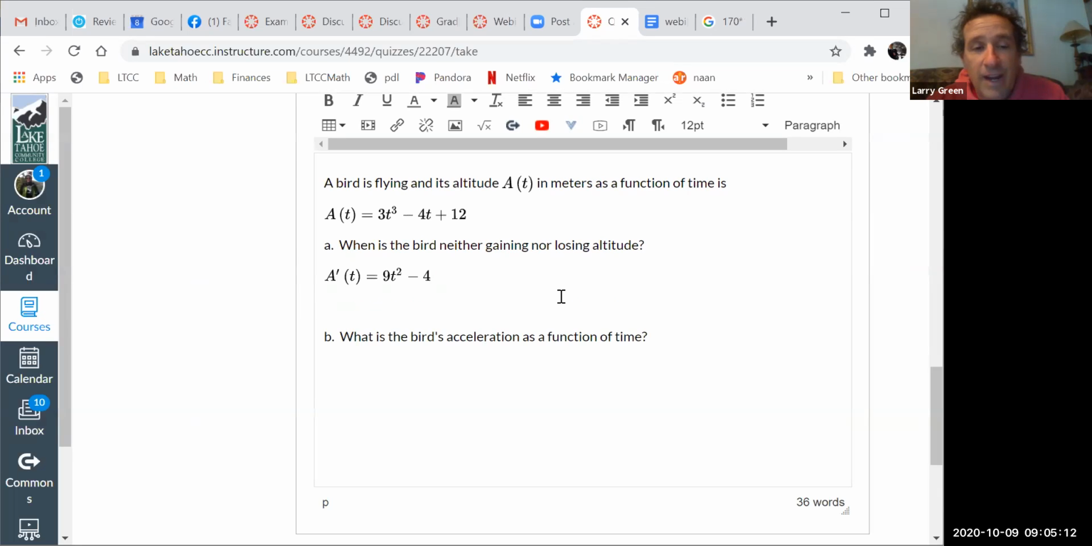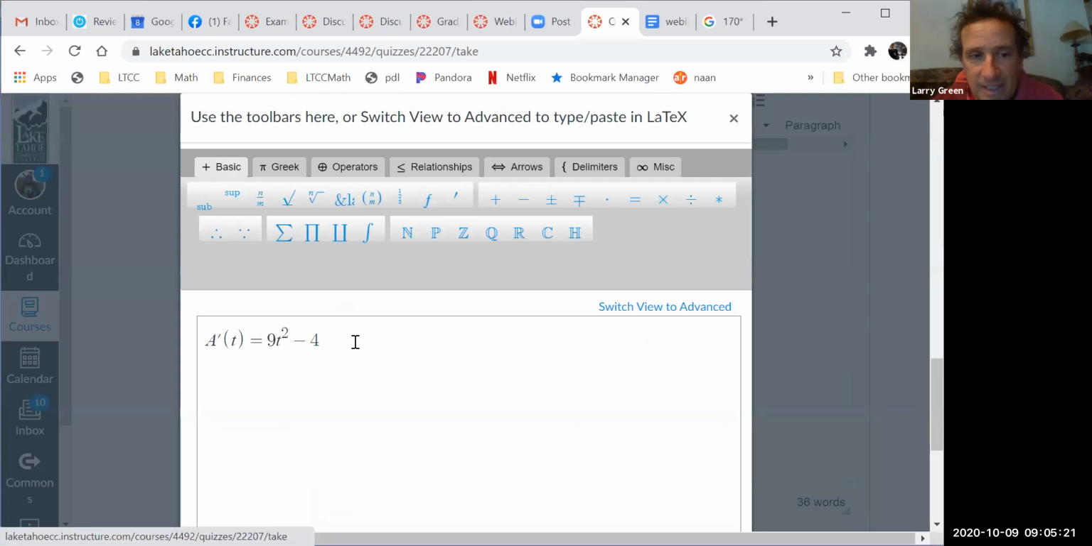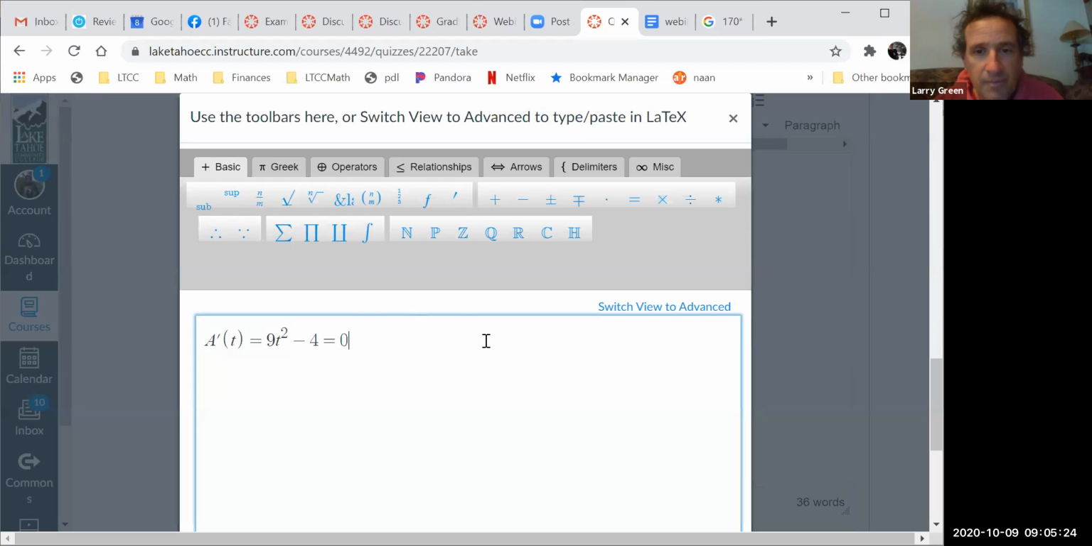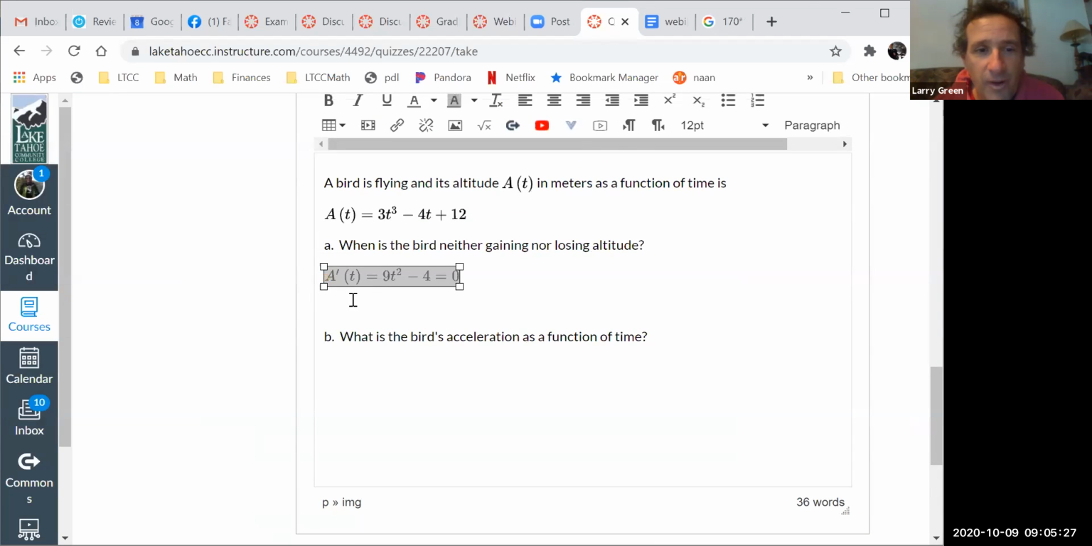Now we want to find out when it's neither gaining nor losing altitude, so we take the derivative and set it equal to 0. So let me just write down 9t squared minus 4 equals 0. And I tried to give you one that was very easy in terms of the math. You'll notice there's some nice things about 9 and 4, and they're both perfect squares. That's not a coincidence. So then we solve, and I'm going to do it in my head. Add 4 to both sides, divide by 9, and you get 4 over 9 is t squared. Take a square root, and you get 2/3.